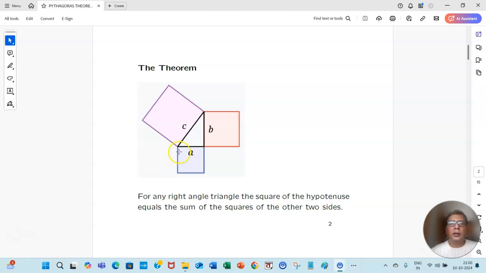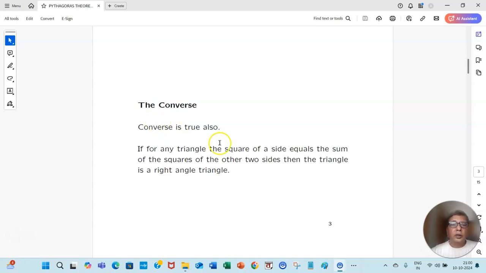For a right angle triangle with sides a, b and hypotenuse c, the area of the square on hypotenuse c is the sum of the areas of the squares on b and a. a squared plus b squared equals c squared. That's the theorem. The converse is true also.